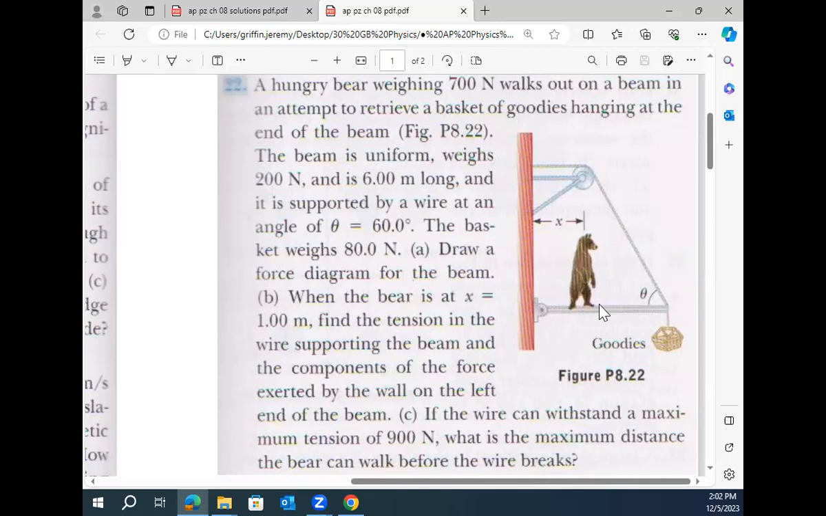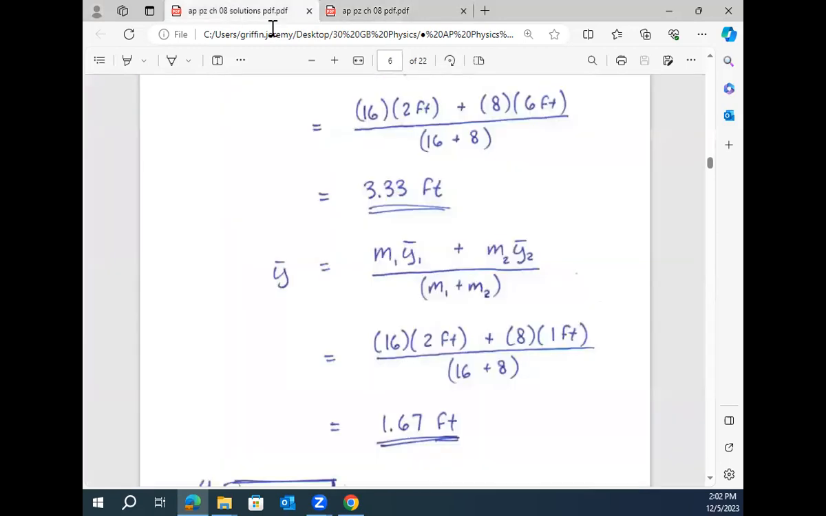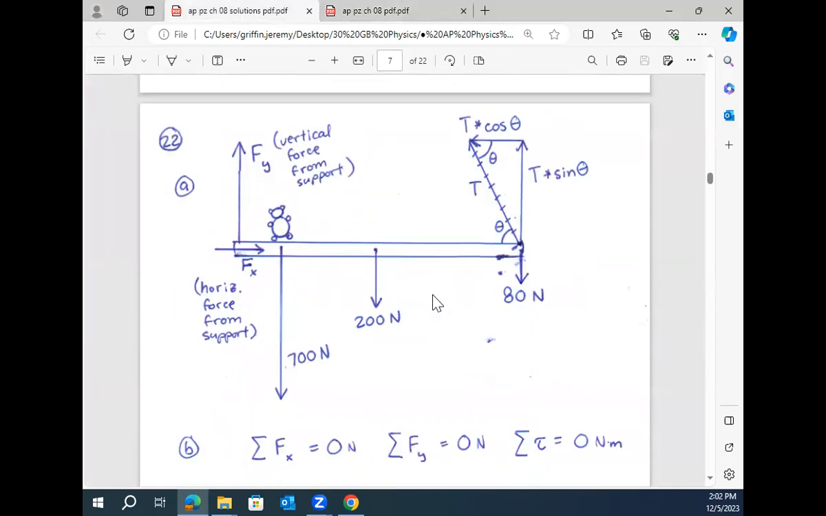So if you're looking at your notes from a few days ago, like, oh, okay, this is just kind of an extension of that, right? Let's look at my solution for this one. Oh, there we go, right? Okay, so here's the beam right here.